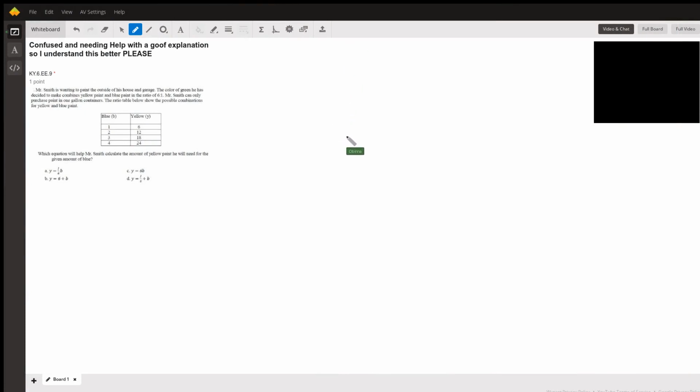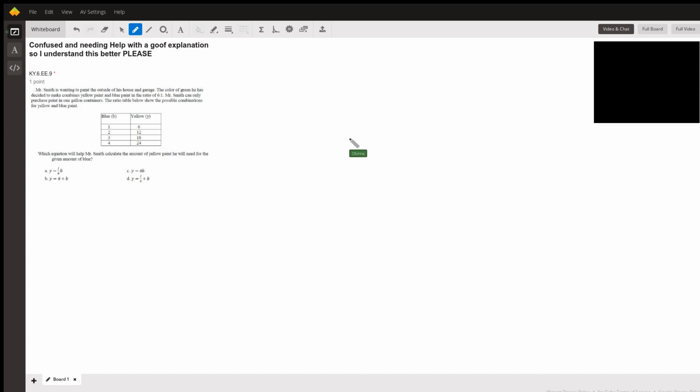Okay, so we need to solve this problem here, and we're trying to figure out the combination of yellow and blue paint. So let me read the question. It says, Mr. Smith is wanting to paint the outside of his house and garage. The color of green he has decided to make combines yellow paint and blue paint in a ratio of 6 to 1. All right, so that means 6 yellows for every 1 blue.